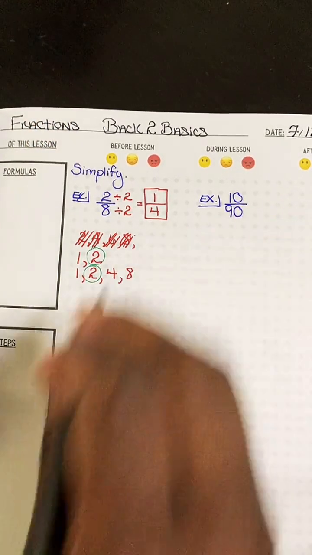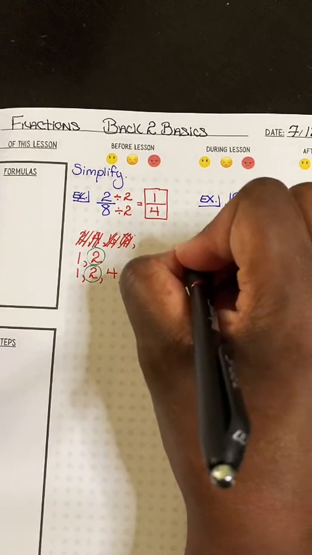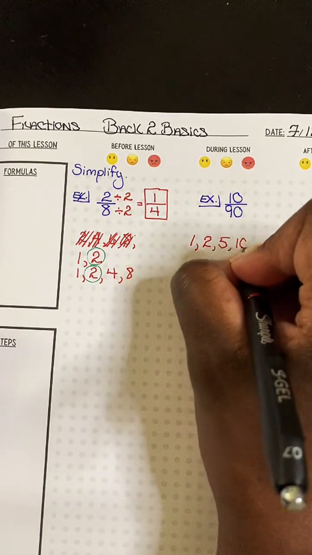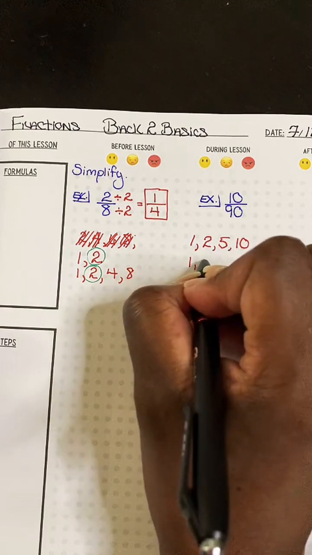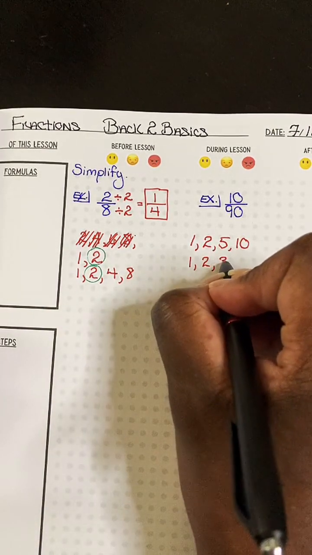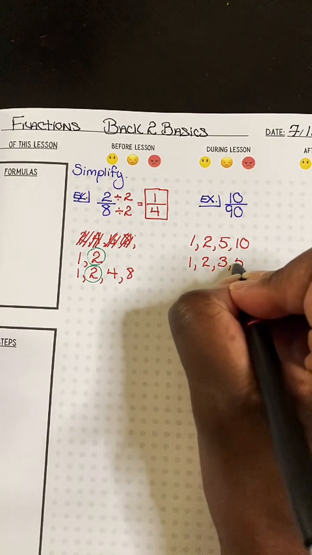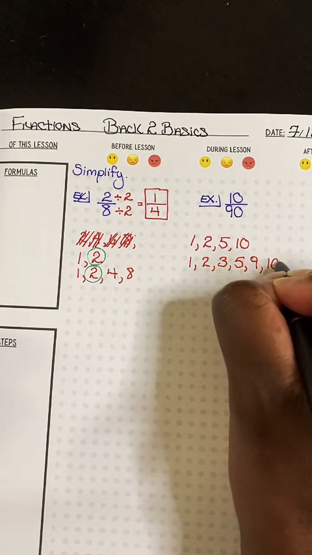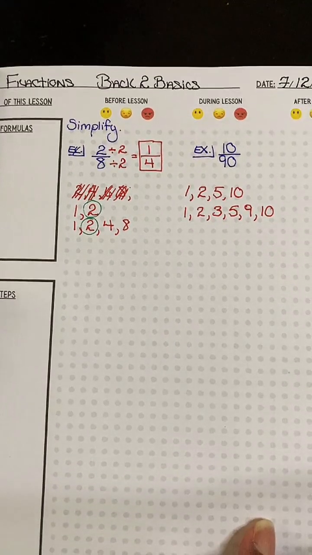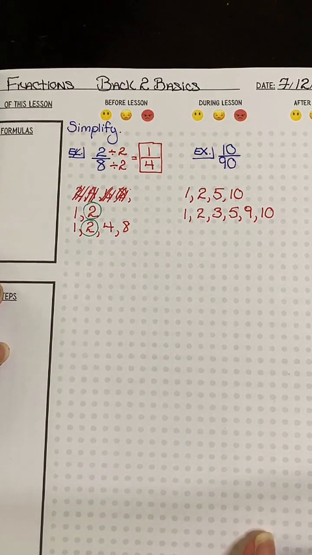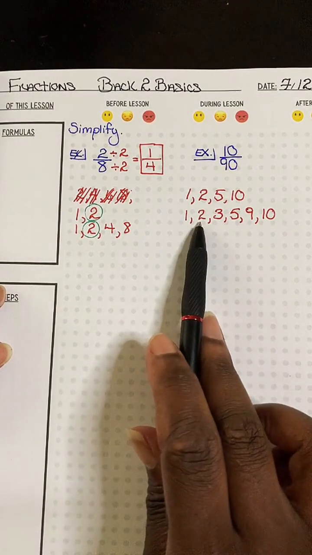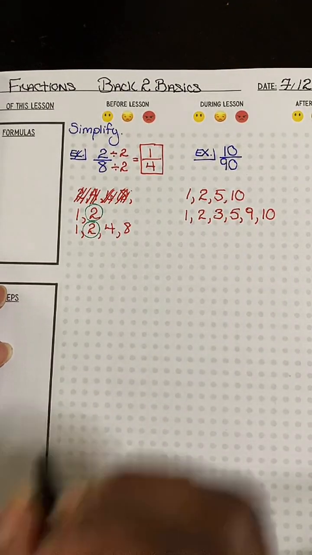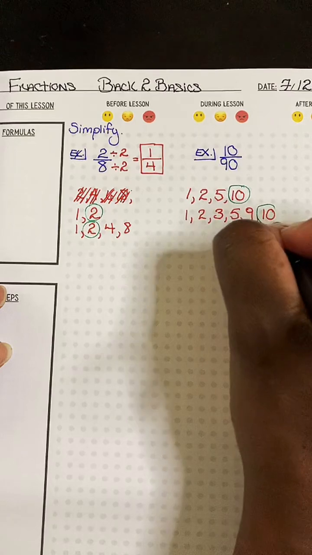Because I know we can find 10 in the 1s, in the 2s, in the 5s, and in the 10s. 90, we can find in the 1s, the 2s, the 3s, the 5s, and we can also find it in the 9s and the 10s. So we want to get the greatest common factor. Some people will say, oh, I can do 2, but we got something higher. Oh, I can do 5, but we're going to do something higher. We can do 10, because 10 will be your greatest common factor.